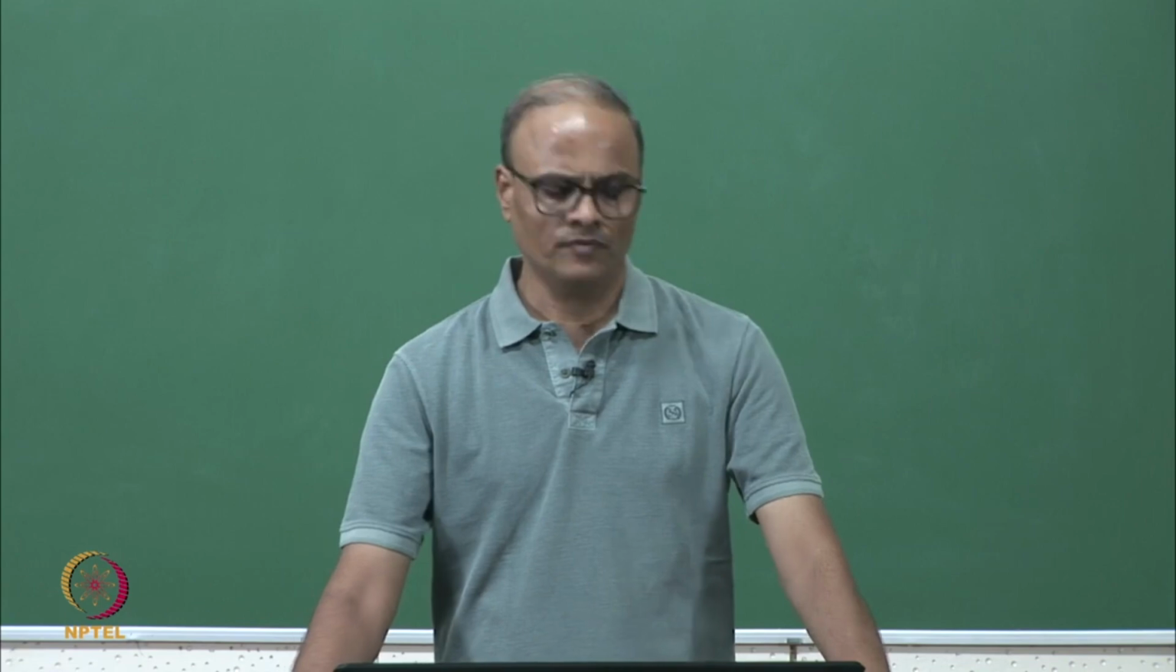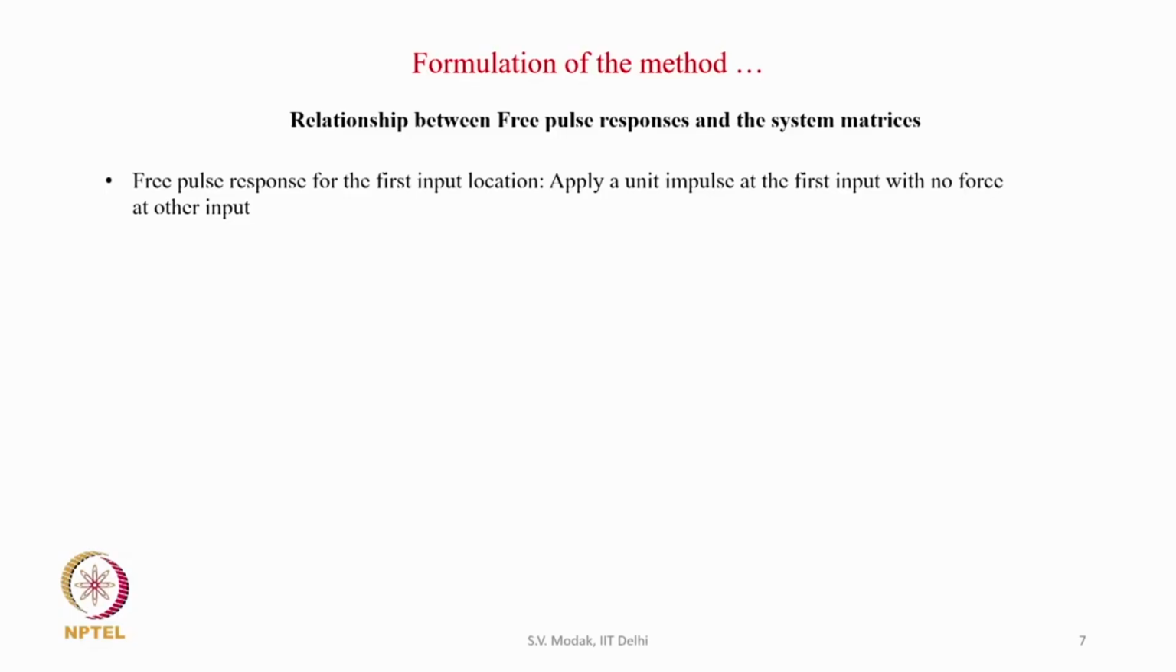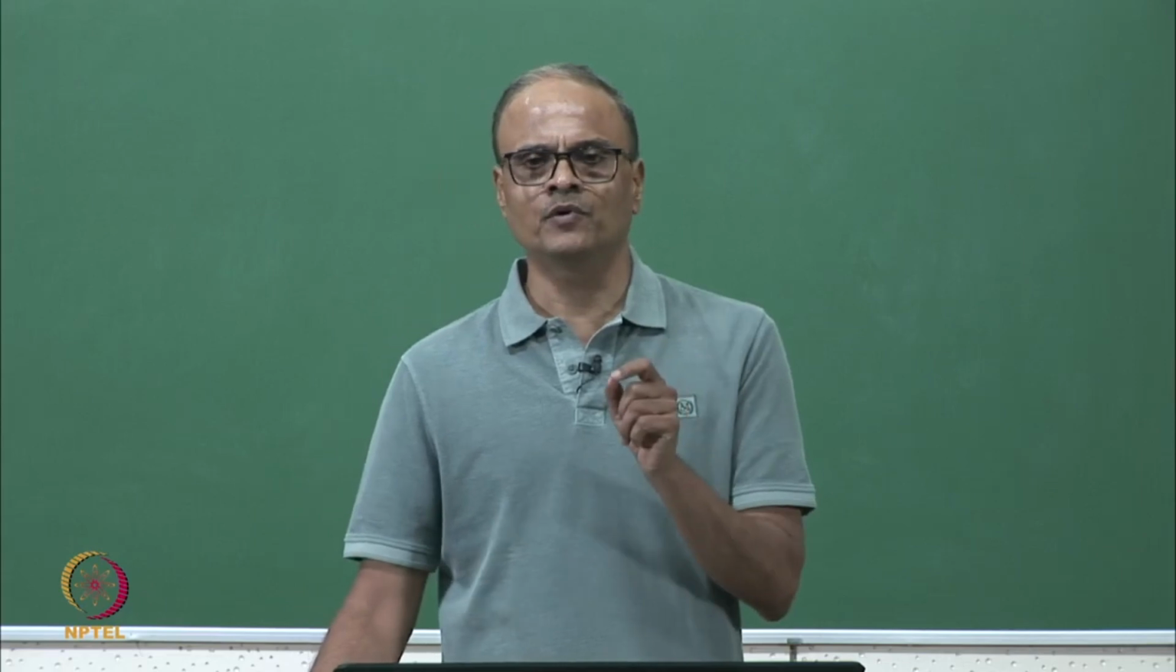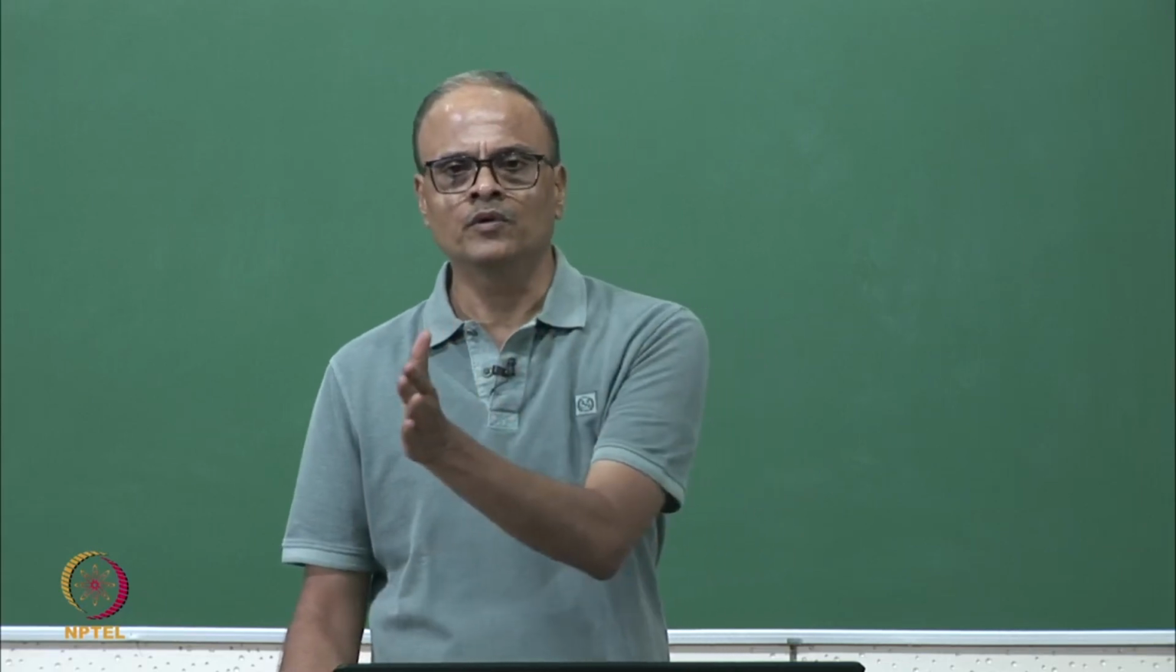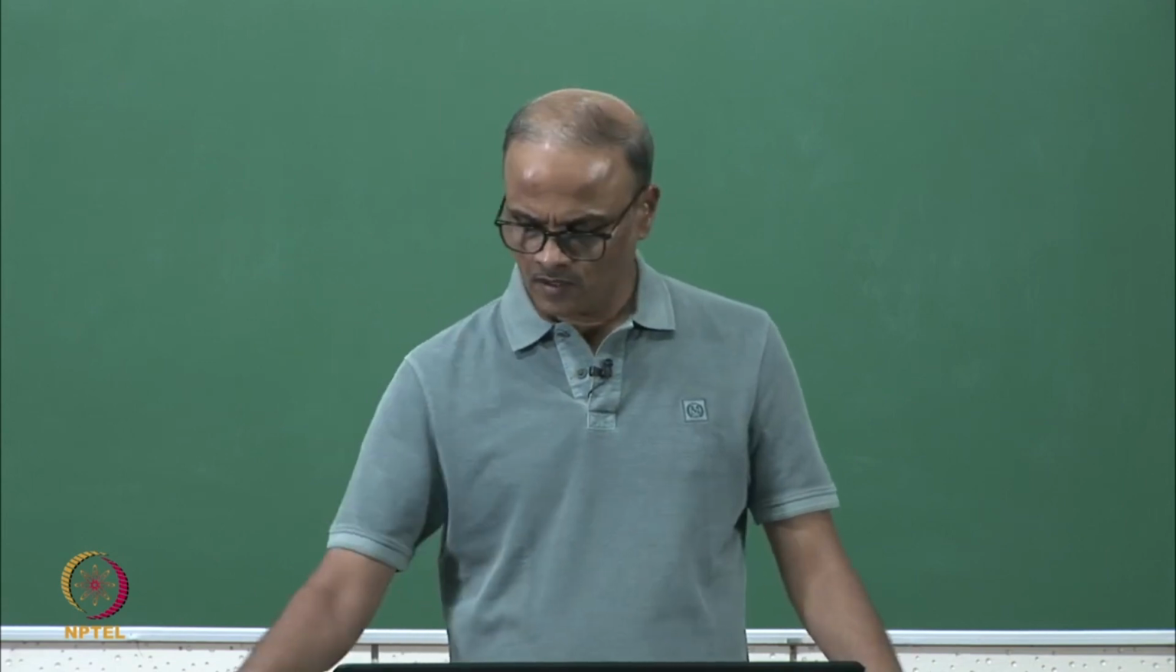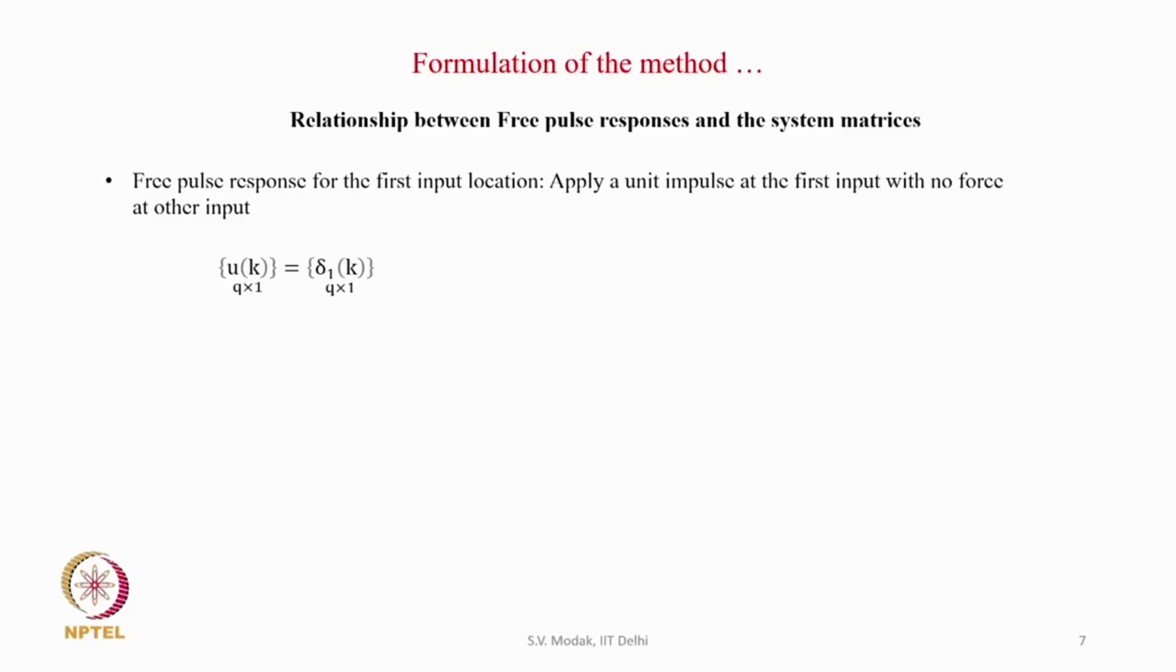So, let us now determine the free pulse response for the first input location. What we do is apply a unit impulse at the first input with no force at the other inputs. Okay. So, now we are going to apply a unit impulse at the first input for the first instant of time. After that, there will be no input. So, therefore, we write the input vector uk as vector delta 1k, right. So, delta 1k is defined like this.